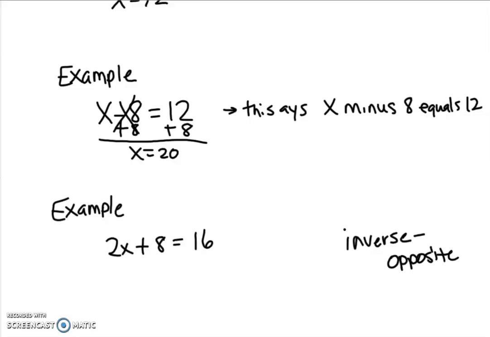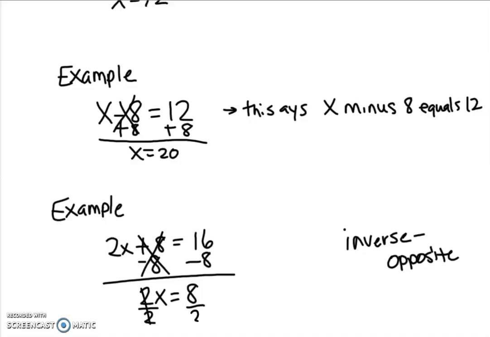So to solve this, you would say minus 8 because it's a positive 8. Minus 8. These cancel out, so you're left with 2x equals 8. It doesn't tell you what the letter is. You're going to do the opposite. Opposite of 2 times x is divide. So now you have x equals 4. You solved your linear equation. All you're doing is the inverse or the opposite. You subtracted 8 from both sides, then you divided by 2 from both sides.